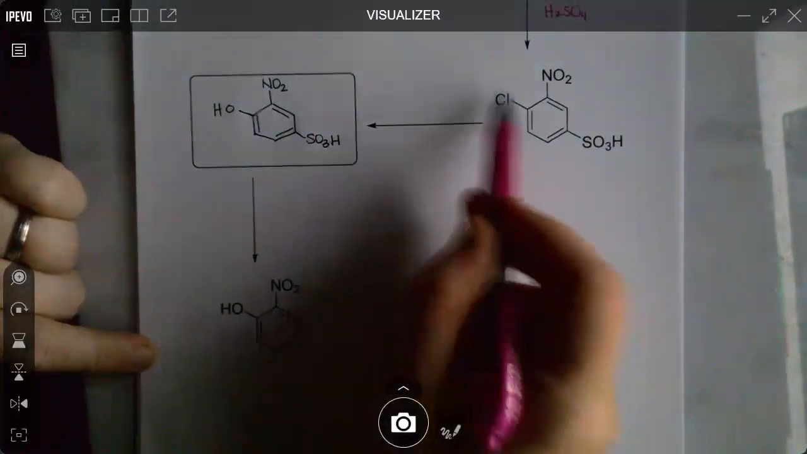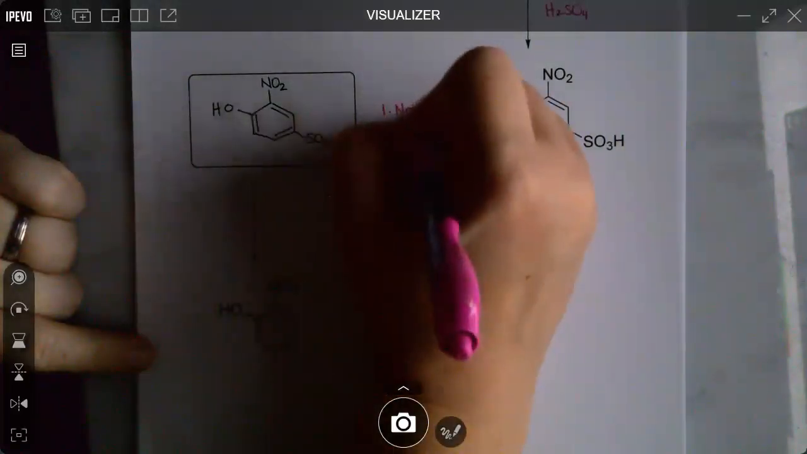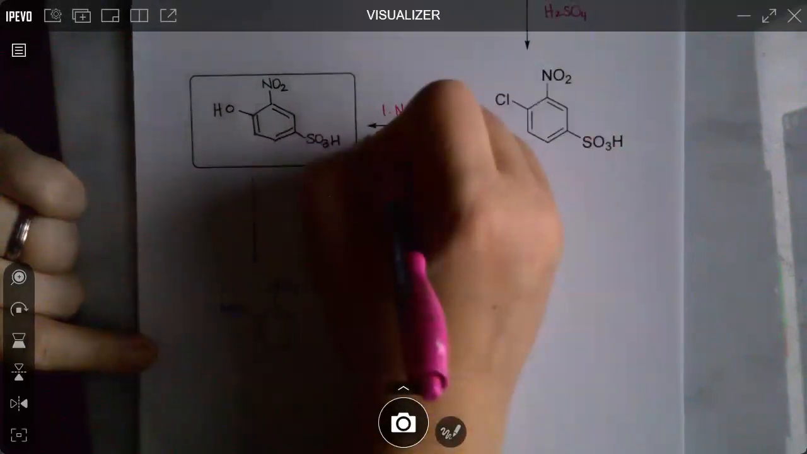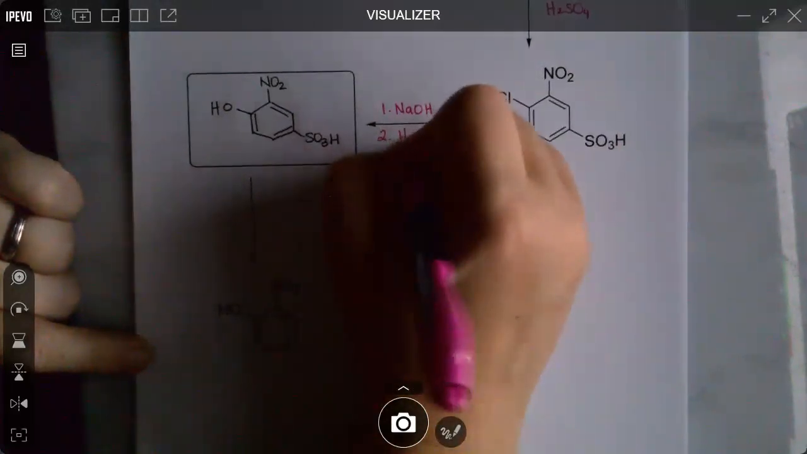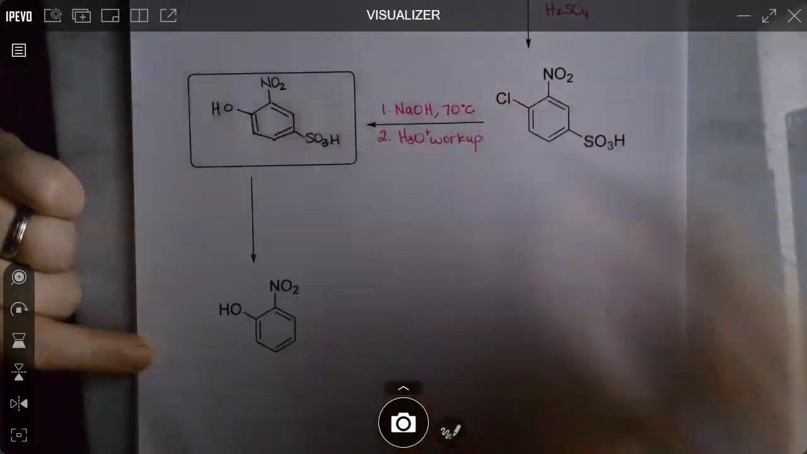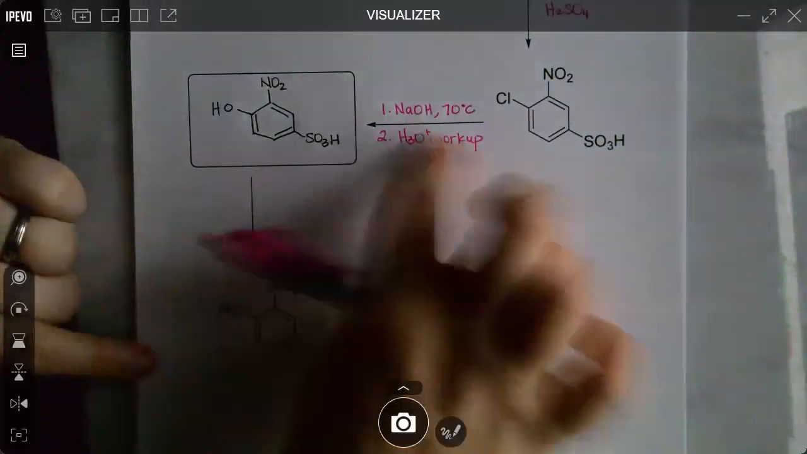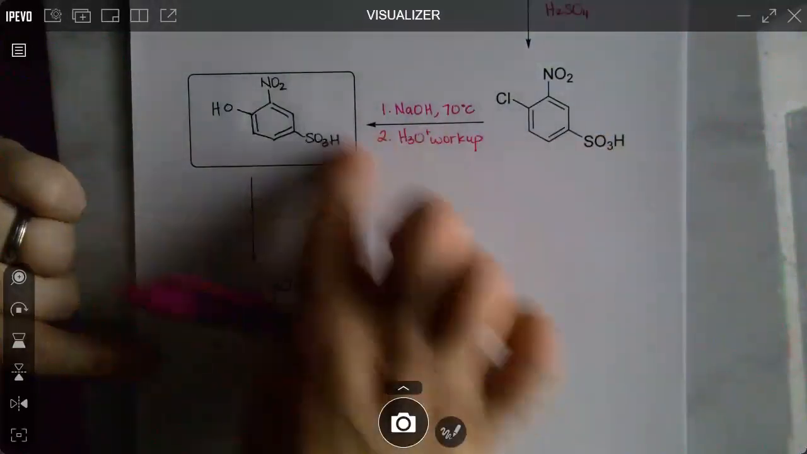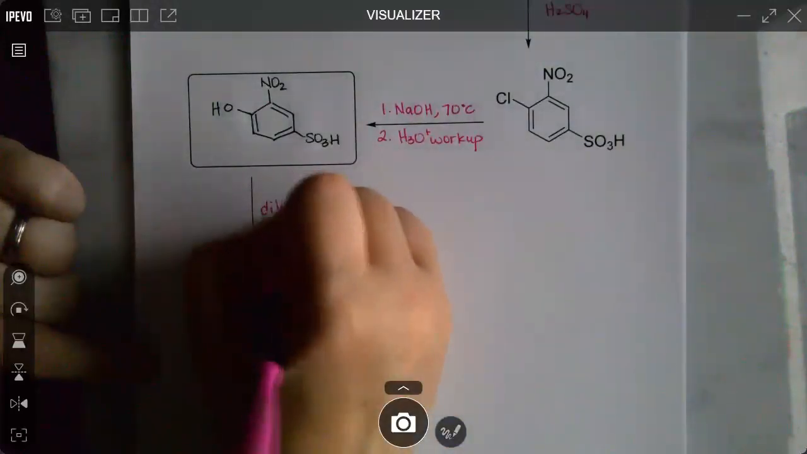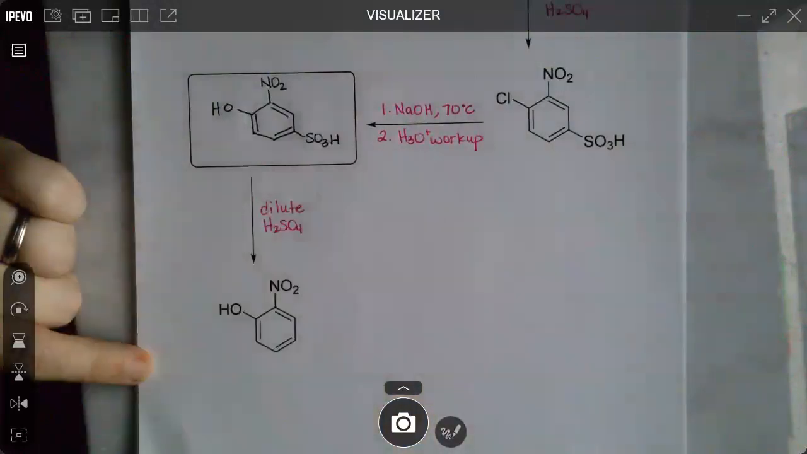In order to replace the chlorine with an OH group, we need to use sodium hydroxide and heat. Right, and there's an acidic workup in order to isolate the phenol. It's possible that the sulfonyl group will start coming off even in the acidic workup, but if it doesn't, you can do a more prolonged treatment with dilute sulfuric acid to remove it.